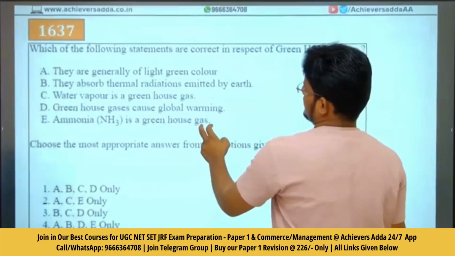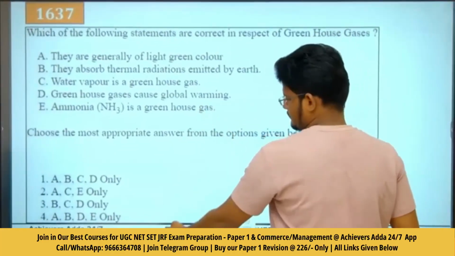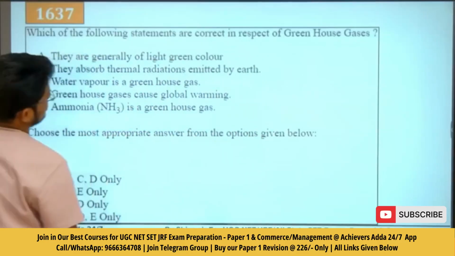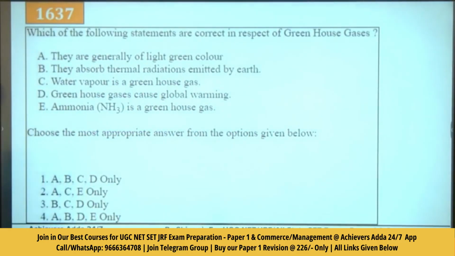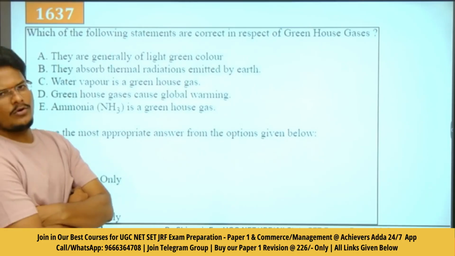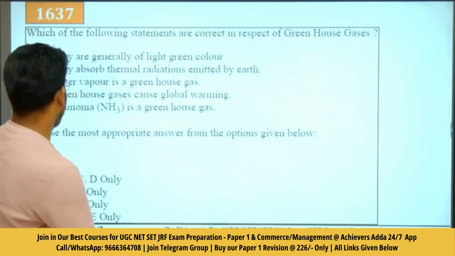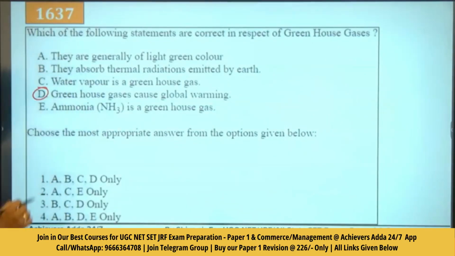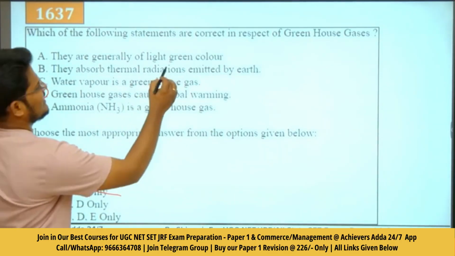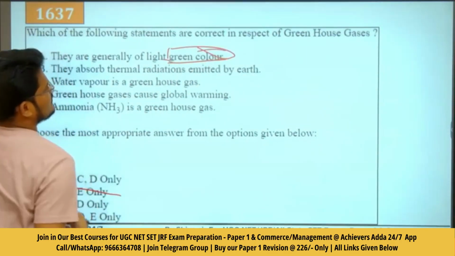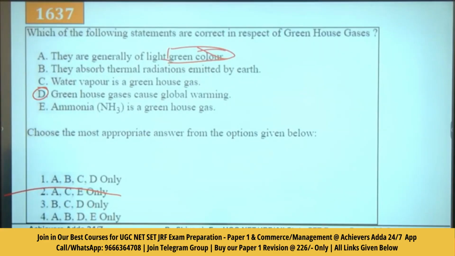Which of the following statements are correct with respect to greenhouse gases? They absorb the thermal radiation emitted by the earth. Water vapor is a greenhouse gas. Greenhouse gases cause global warming. Ammonia is a greenhouse gas. Out of all, now I don't know. Just if I think normally, I know one thing, that D is for sure. Let's look at the options. So B is to be eliminated. D is for sure correct, no? And will it talk about the color? Because it's a gas, this also we can eliminate. Now you can understand which is the correct answer.